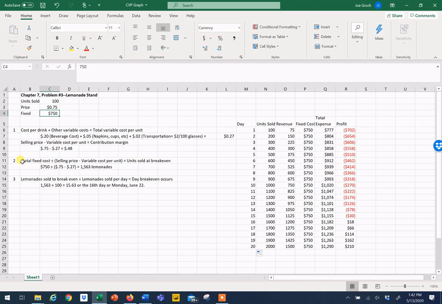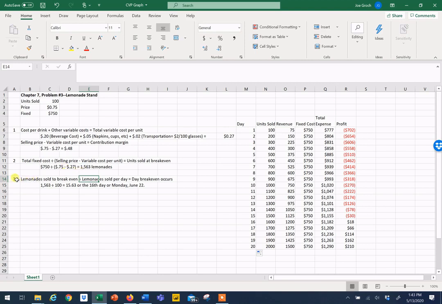Now the next question was, what's his break-even point in units, given that he wants to cover all his costs? Break-even will be his total fixed cost divided by his contribution margin, which is the selling price minus the variable cost per unit, equals the total units sold at break-even. So 750 divided by the 75 selling price minus his variable cost. Divide that out, do the math. It comes out to 1563.